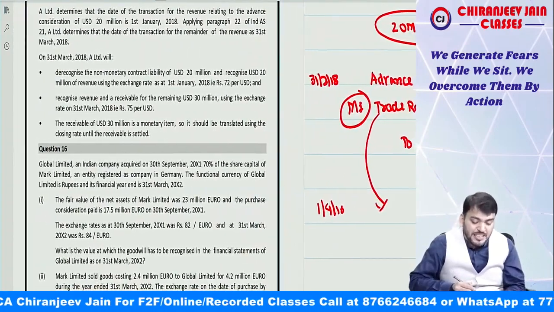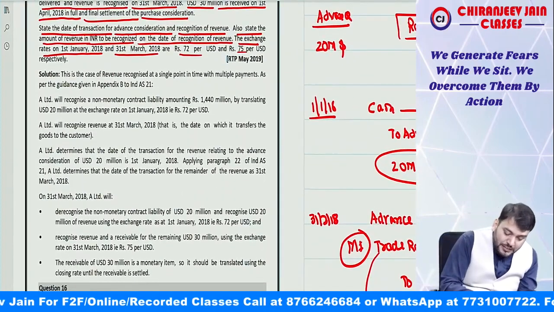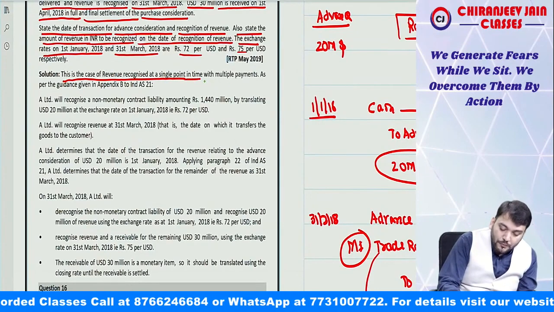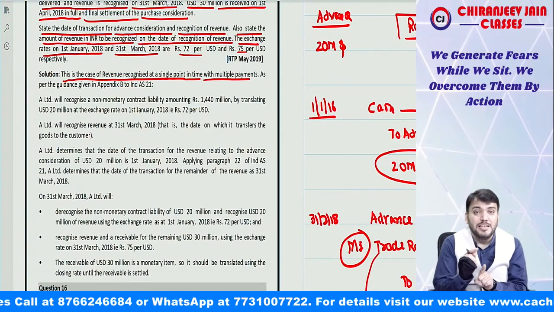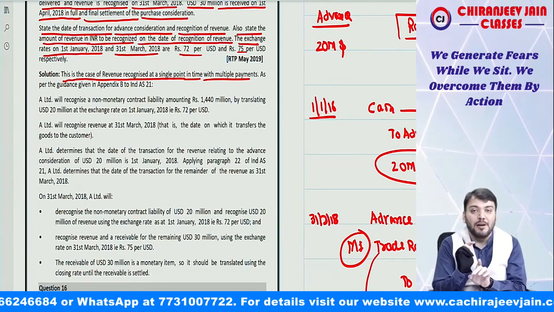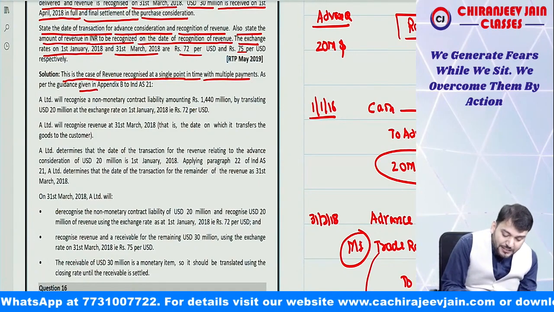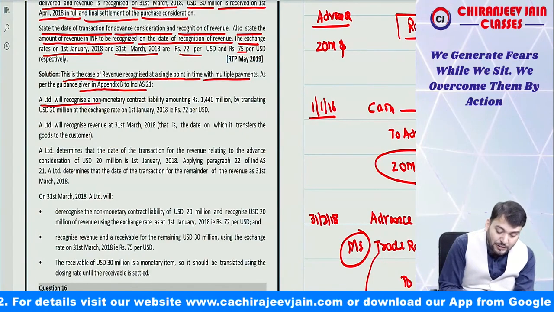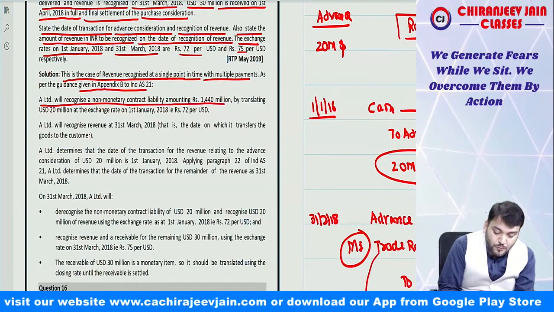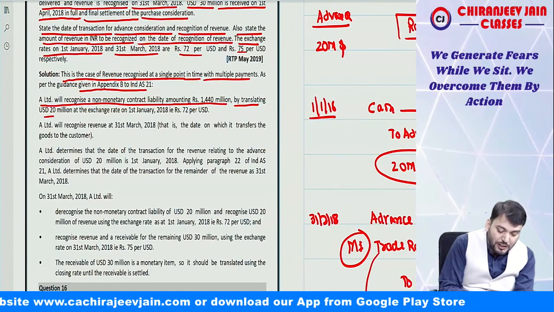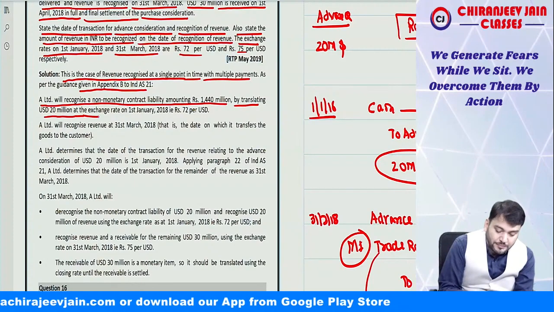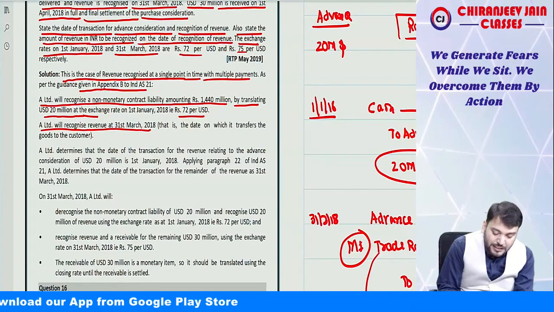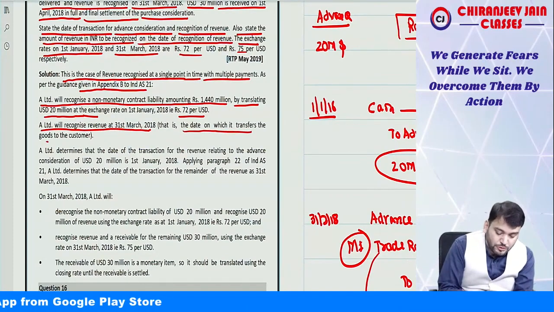So let's check what Appendix B says. This is the case of revenue recognized at a single point in time with multiple payments. So Appendix B is about a single transaction with multiple payments. As per the guidance given in Appendix B to Ind AS 21, A Limited will recognize a non-monetary contract liability amounting to rupees 1440 million by translating $20 million at 72. A Limited will recognize the revenue as on 31st March 2018, that is the date on which it transfers the goods to the customer.